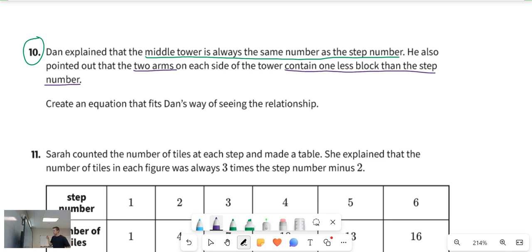So create an equation that fits Dan's way of seeing this relationship. So Dan saw it in 2 parts, the middle tower part and then the 2 arms part.